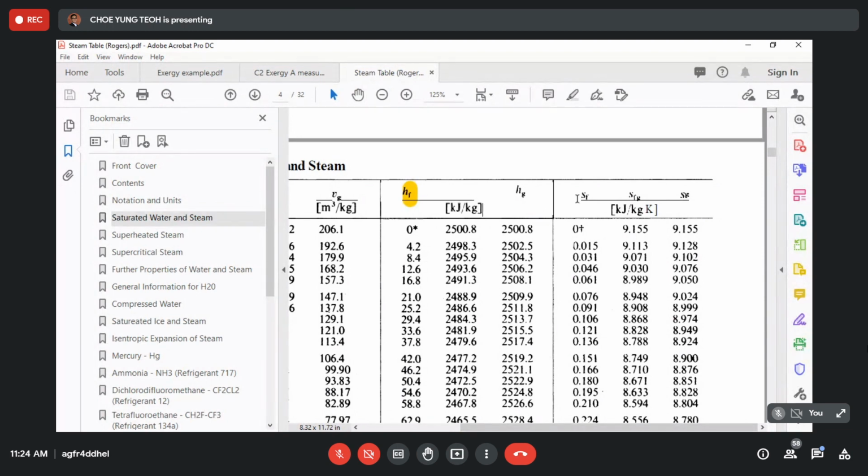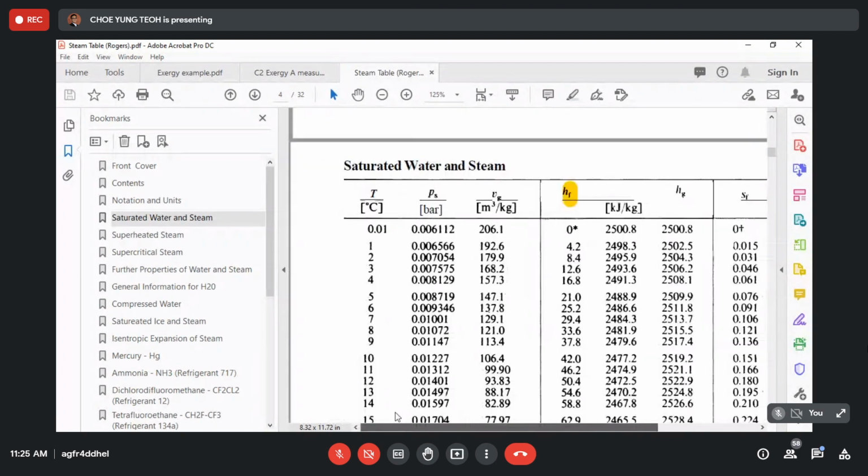S is entropy, which is the irreversibility or maybe disorderly. So you can see that entropy for fluid, entropy for gases, and SFG, the relationship between these two. Okay, if you check this, you can see that actually this SFG is referred to the SG minus the SF. Okay, 9.128 minus 0.015, you get 9.113. Okay, the difference between these two. Okay, then this is the first part.